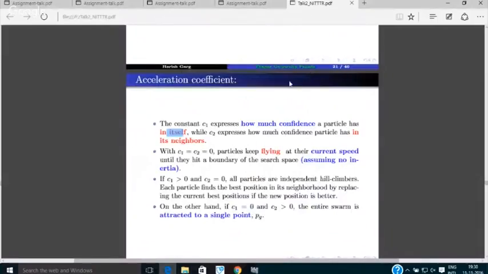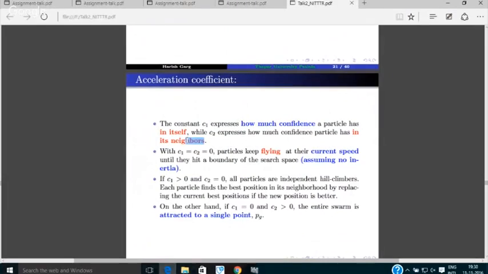So C2 defines how much confidence a particle has in their neighborhood. Say one candidate says, I am an intelligent person. In itself they are intelligent, but in comparison with the other students, how confident are they that they are intelligent?